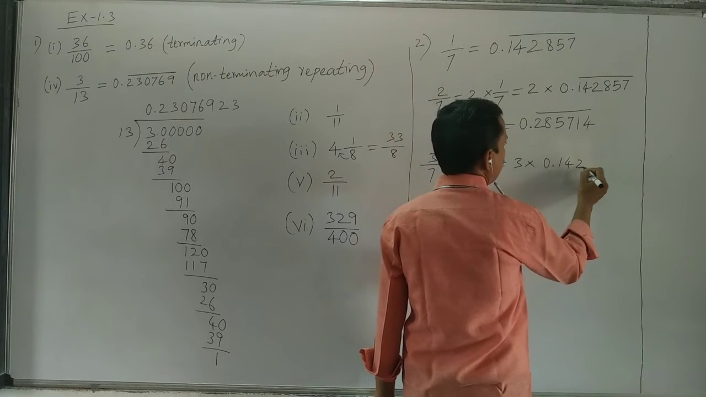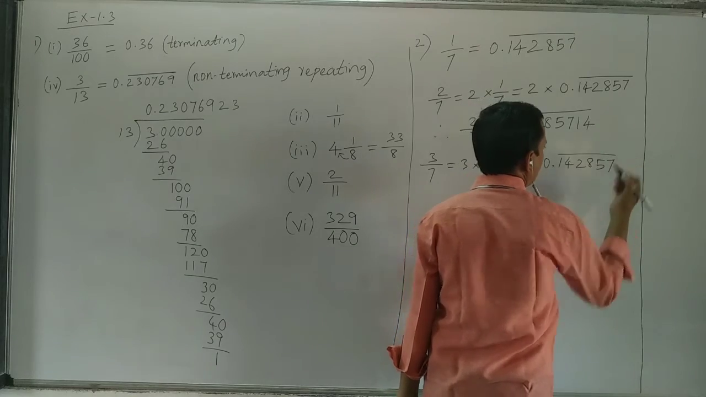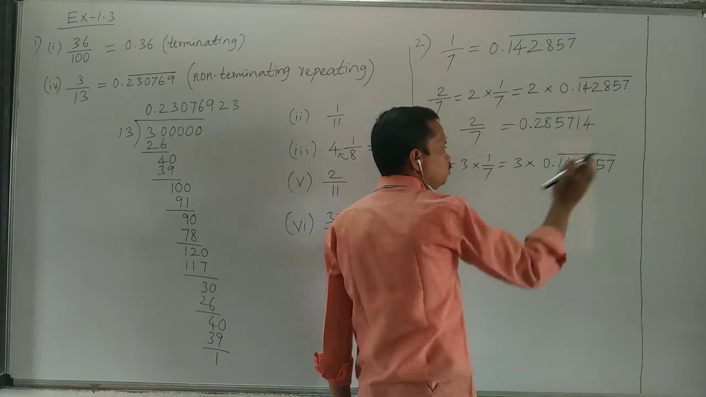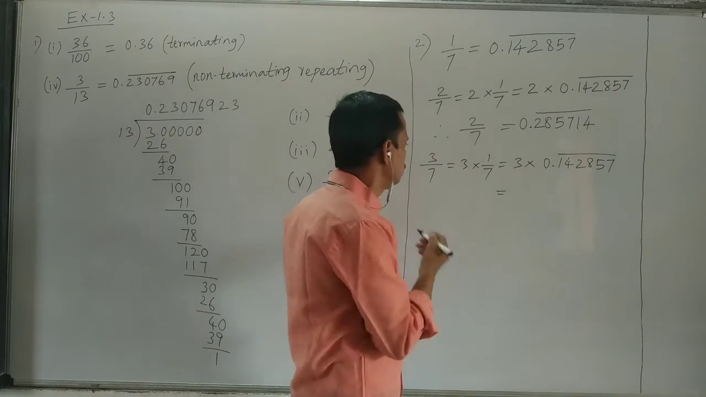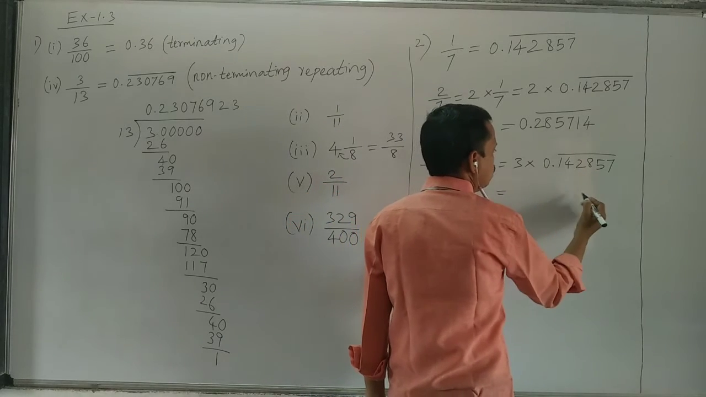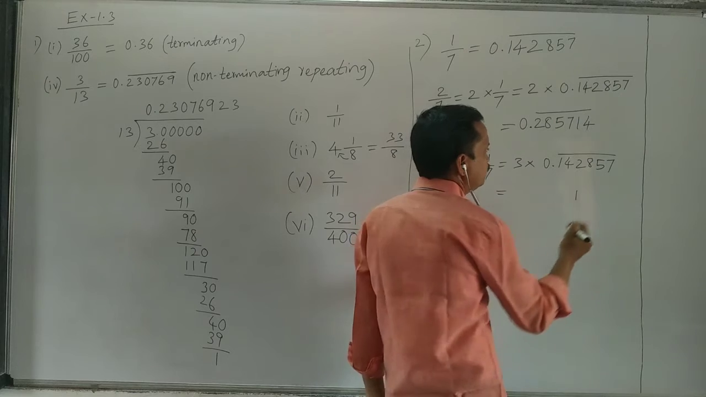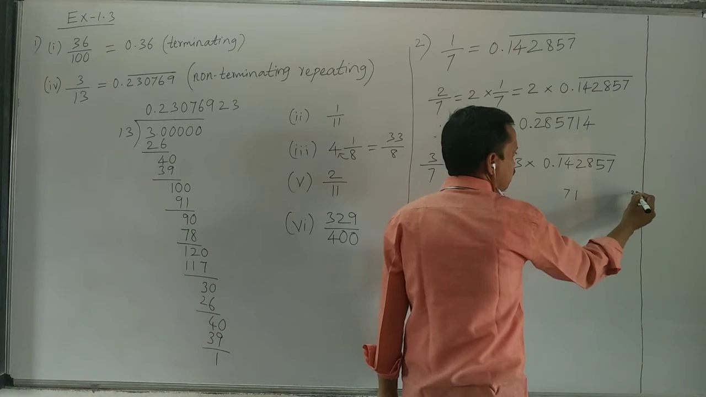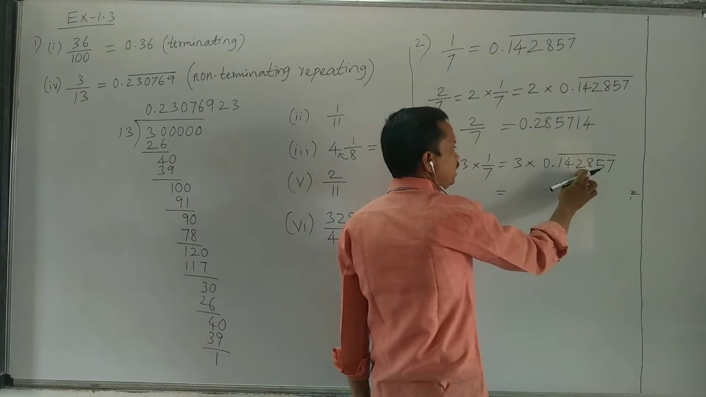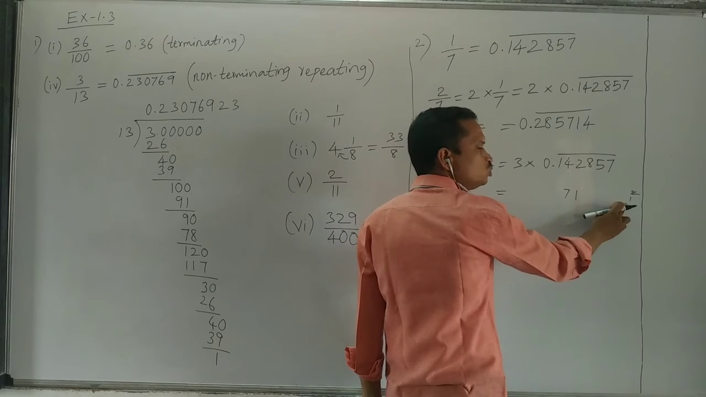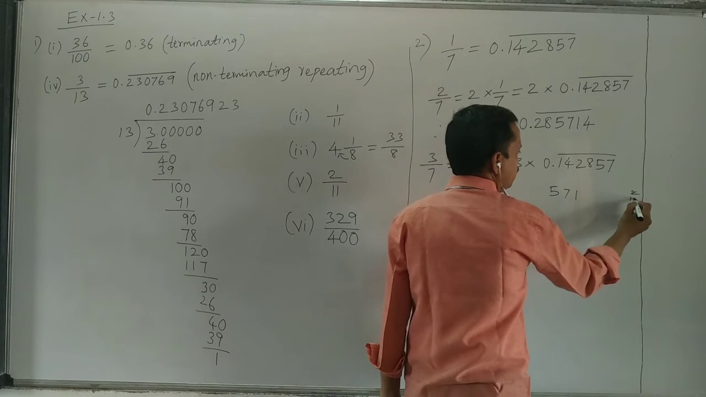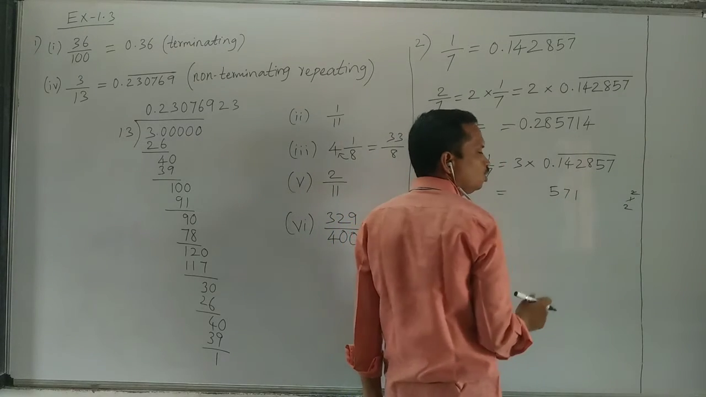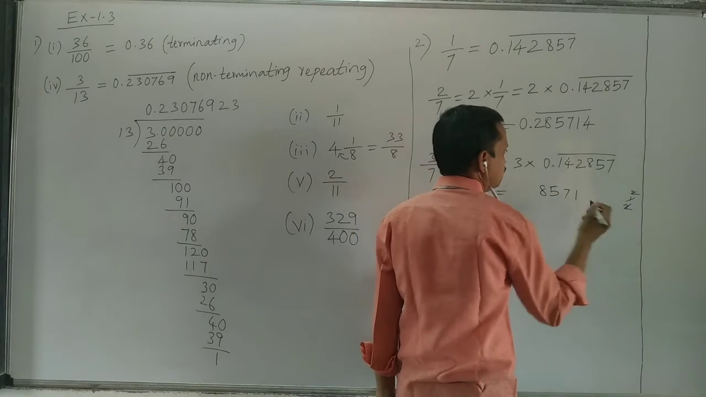0.142857 bar. And if you multiply by 3, you can get the value of 3 by 7. So what is that? 7 3s are 21, 1, carry 2, and then 5 into 3, 15, 15 plus 2, 17, 7, carry 1, and then 8 into 3, 24, 24 plus 1, 25, 5, carry 2, and then 2 into 3, 6, 6 plus 2, 8, 8, that's it.